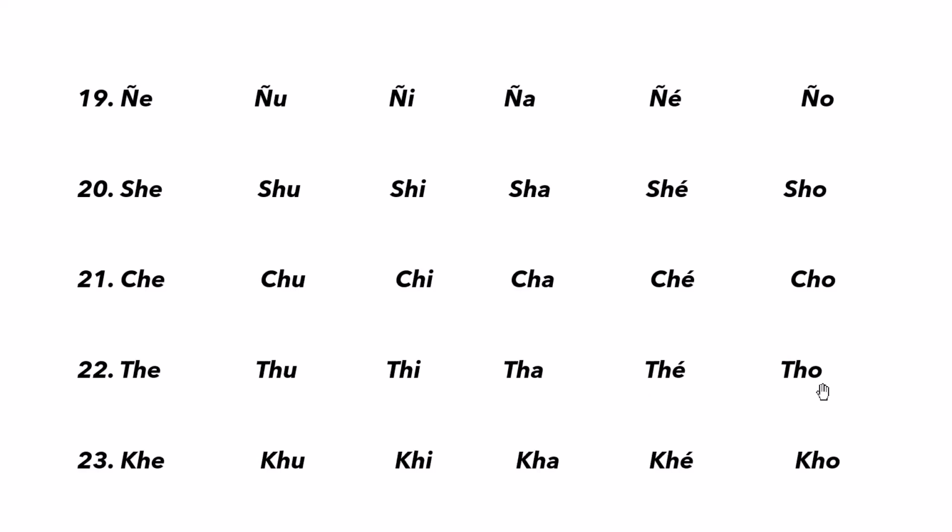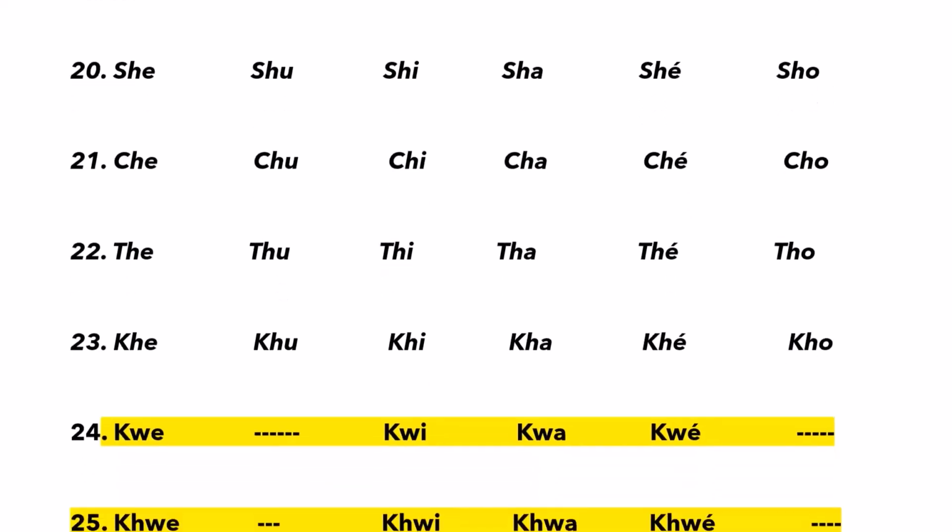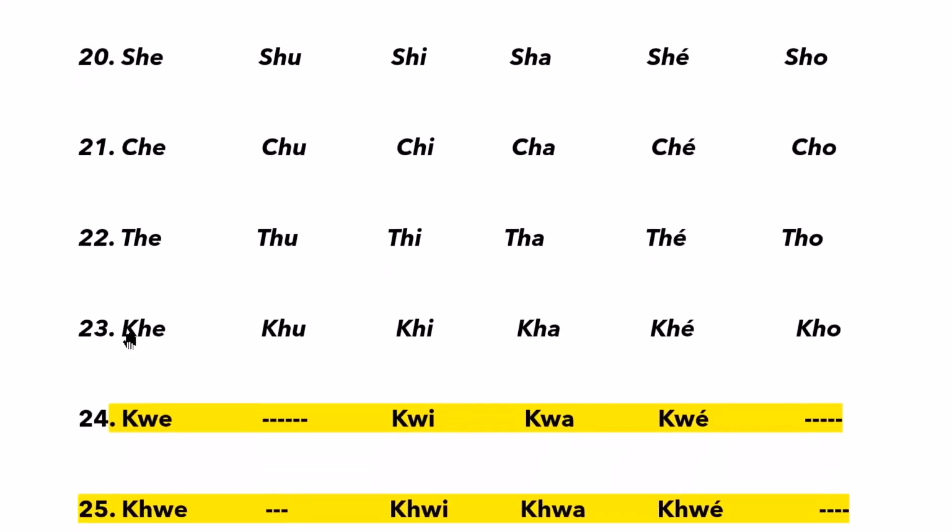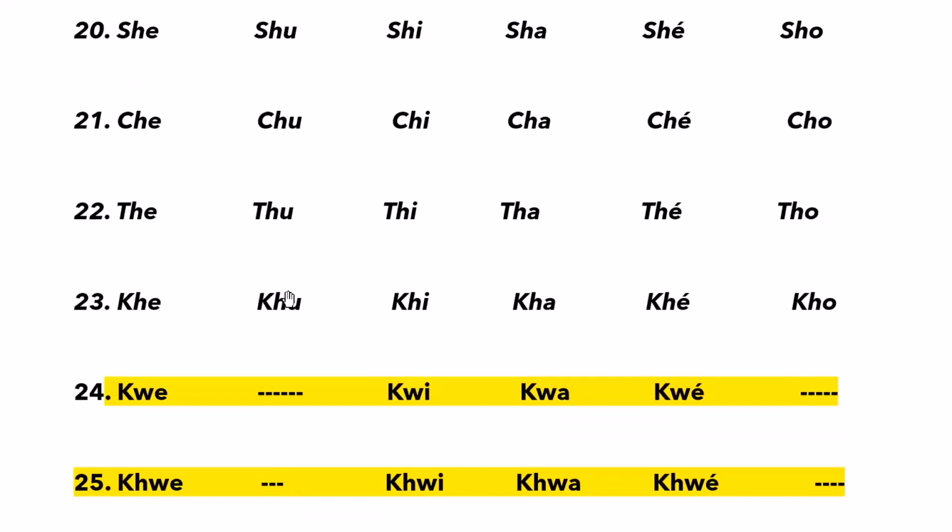I think by now, if you are a little bit more than 10 years old, you know the basics of it, so you know how they sound. So they never change their sound. And now number 23 would be khe, khu, khi, kha, khu, kho. So I can give you a good example in this one. For example, we have a very famous DJ that starts with kha. Do you know who he is?